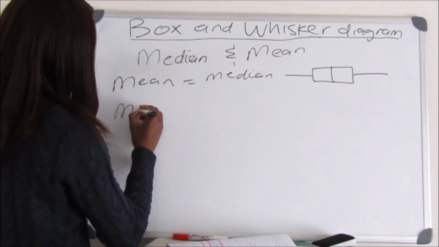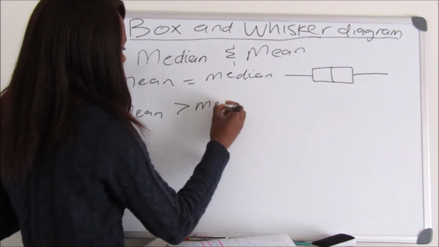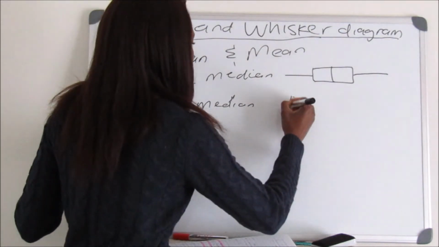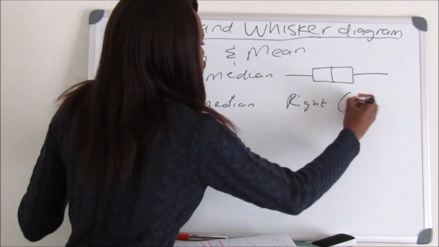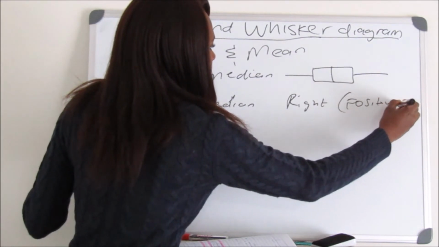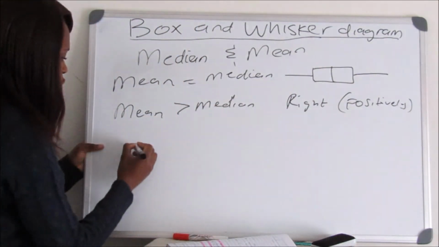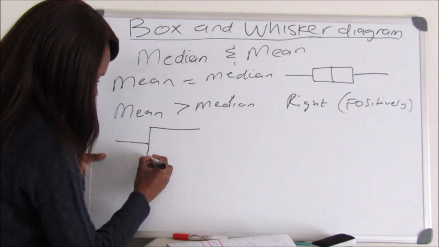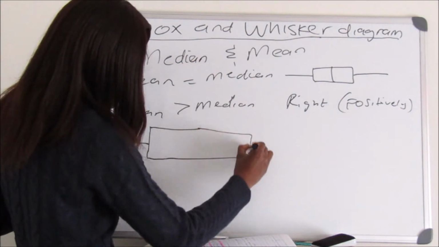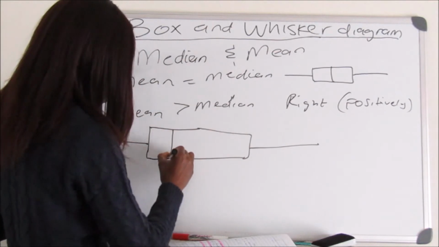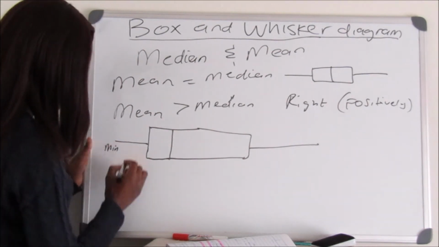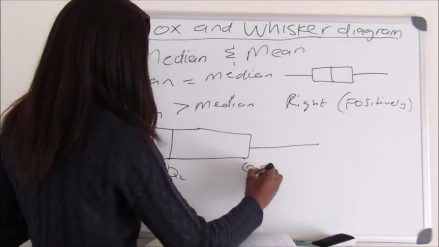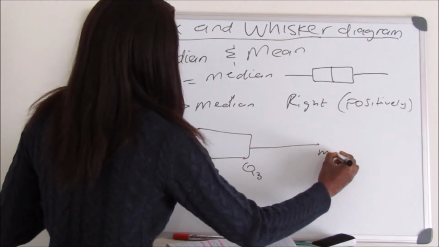Then if your mean is greater than your median, then that means that the graph has been skewed to the right, which is also said to be positively skewed. Then your box and whisker diagram will look like this. It will have this kind of a shape. Then this one is your minimum value, this one is your lower quartile, this one is your median, this one is your upper quartile, and this one is your maximum value.